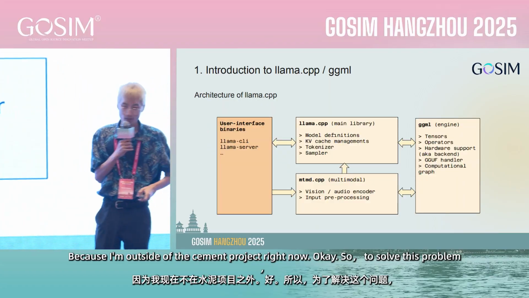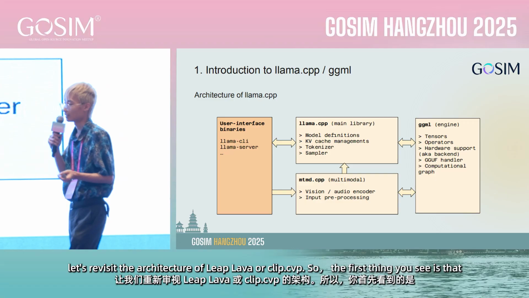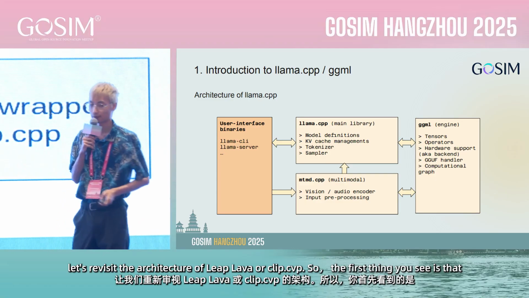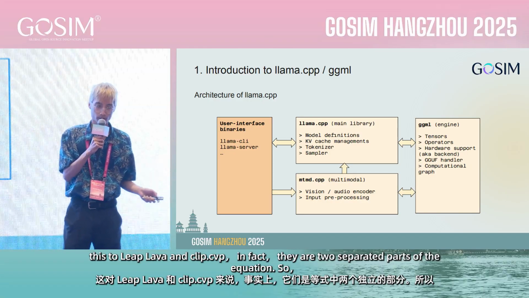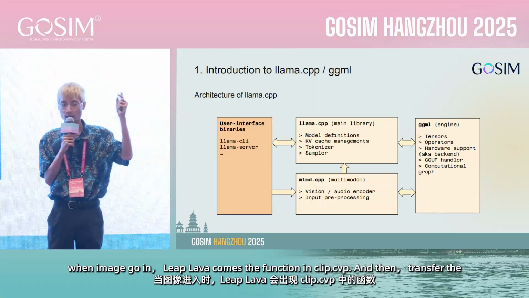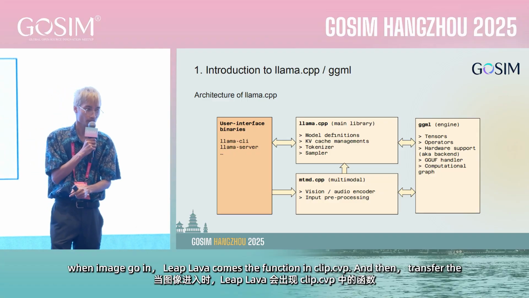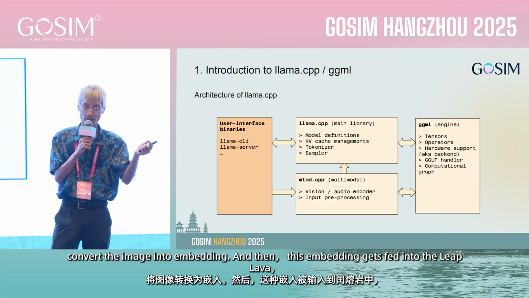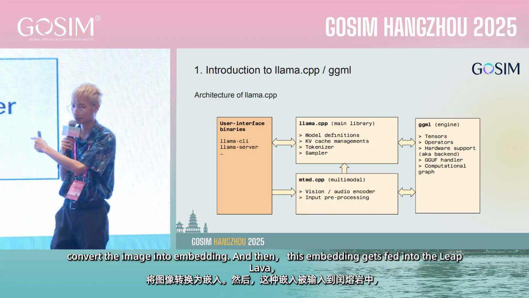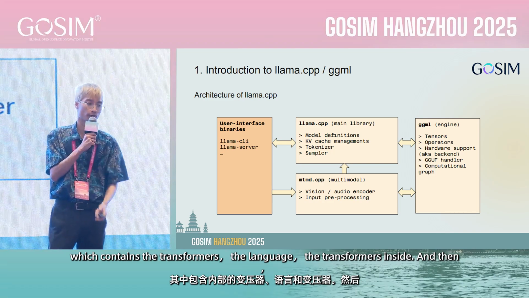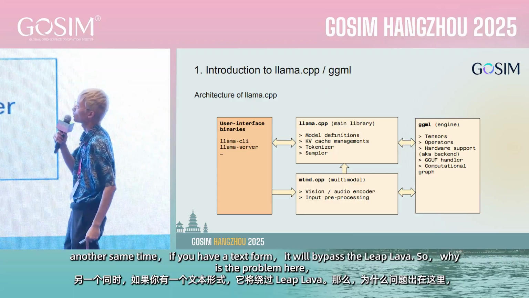Okay, so to solve this problem, let's revisit the architecture of libllava and clip.cpp. The first thing you see is that these two, libllava and clip.cpp, are in fact two separate parts of the equation. When an image goes in, libllava calls the function in clip.cpp and converts the image into an embedding. This embedding then gets fed into libllama, which contains the language transformer inside. At the same time, if you have a text prompt, it bypasses libllava.